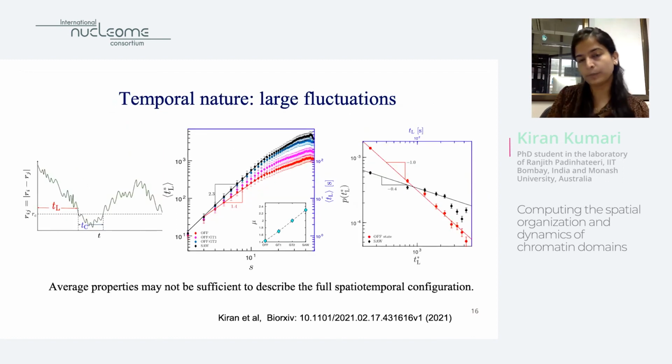After looking at these properties, we finally looked at several temporal events. One of the temporal events which I have looked at is the loop formation time, which is basically how much time a bead pair takes. Here, this is the 3D distance of the bead pair i and j, and how much time it takes to meet for the first time. I have looked at the average loop formation time with respect to the contour distance.